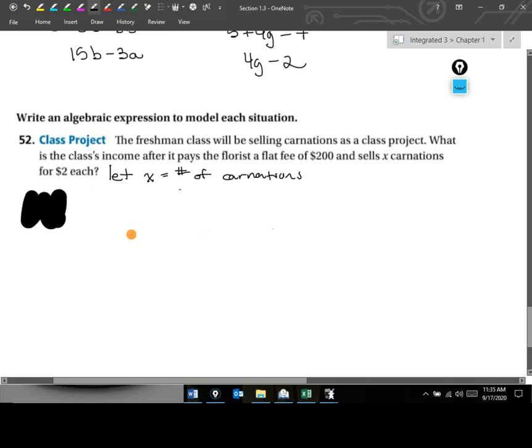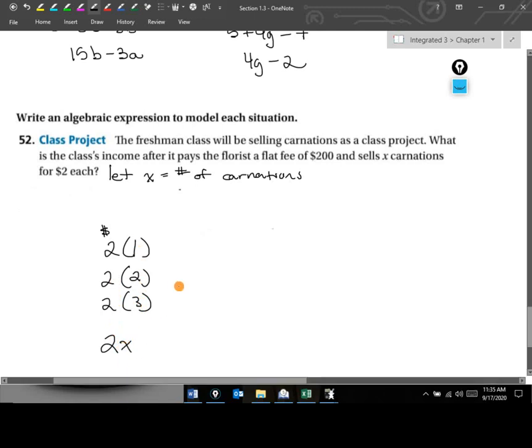How much money am I making off of each carnation? $2. So if I sell one carnation, I've really made $2, right? If I sell two carnations, I've really made $4. 3 carnations would be 2 times 3 is 6, right? So these numbers are staying the same. That's the amount of money I'm making off of each one being sold. So I'm going to write 2, and these are changing, right? The 1, the 2, the 3, that's the number of carnations that I was selling. That's my variable. So 2x represents how much money that I'm making off of each carnation, right?